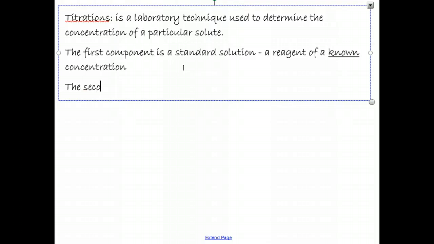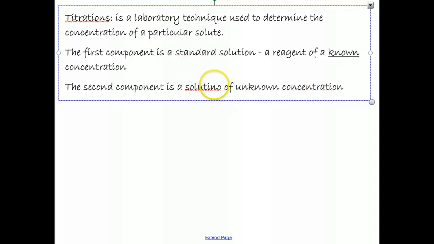The second component of a titration is a solution of unknown concentration. Now, the objective of the titration is to determine the unknown solution's concentration. So this one is key for that reason.